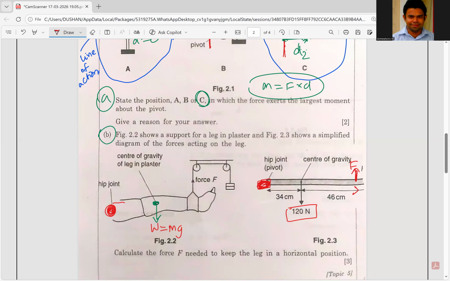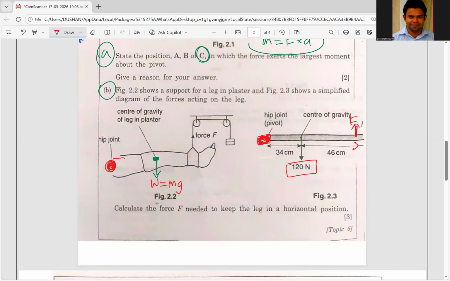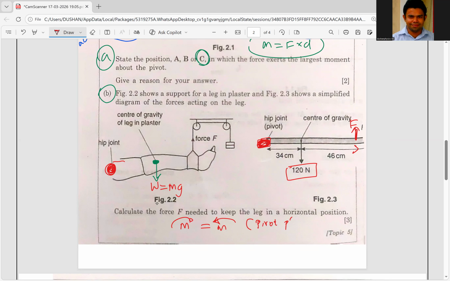How do we calculate F? But you have to say from the pivot point, the clockwise moment can be equalized to the anti-clockwise moment. Always take from the pivot point. The distance is 34 centimeters. The moment is not 34, son, the distance is 34. The moment is 34 into 120.